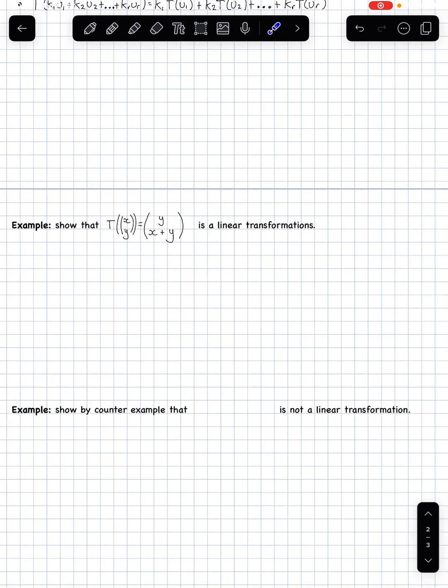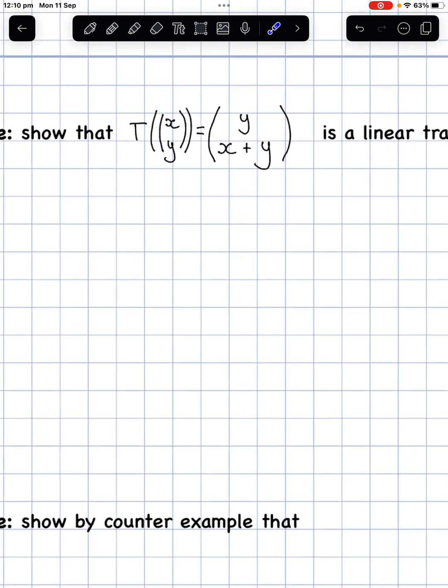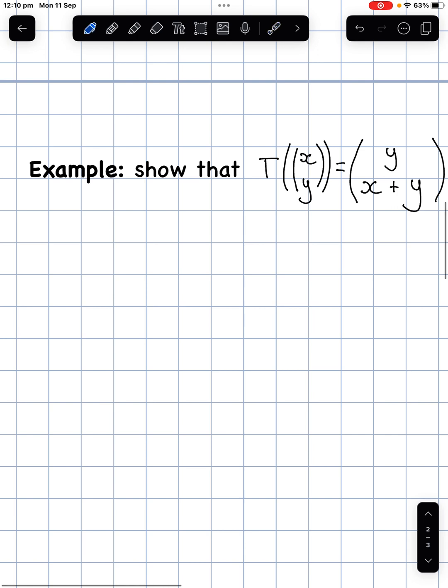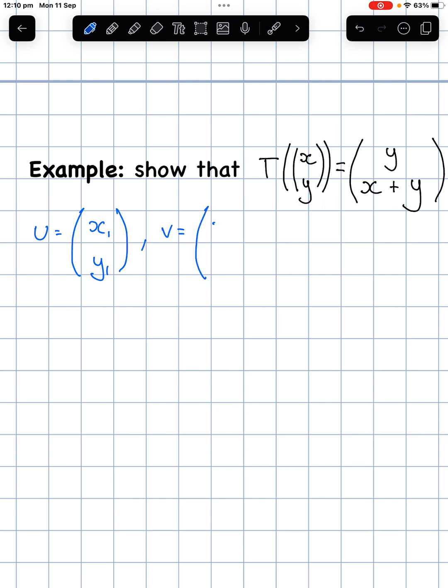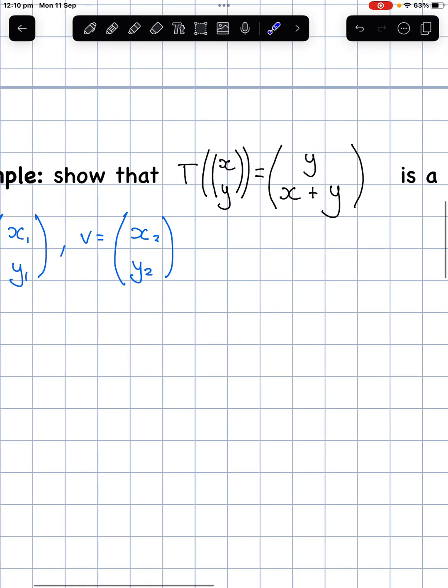So let's actually apply this. We've got to show that this T is a linear transformation. What we do is we get a general matrix. We'll call it U, and U is our matrix, and we'll go x1, y1. I've just picked the subscript 1 because it's the first matrix we've done. For this one here, we'll go x2, y2. Previously we've done A's and stuff like that. The reason we've used x and y here is it's going to make it easier to input into this function.